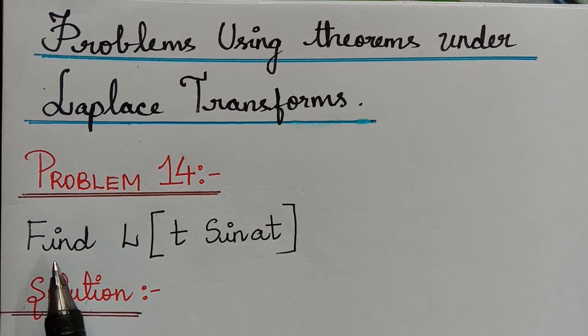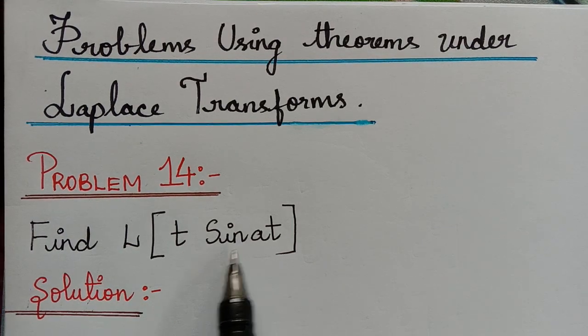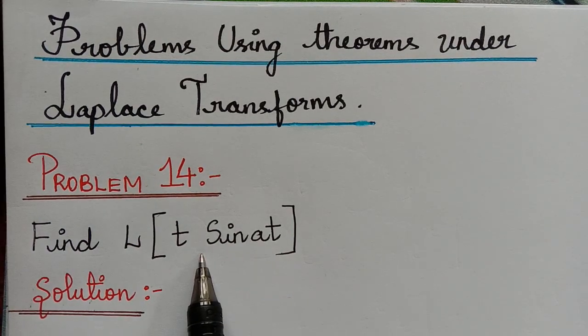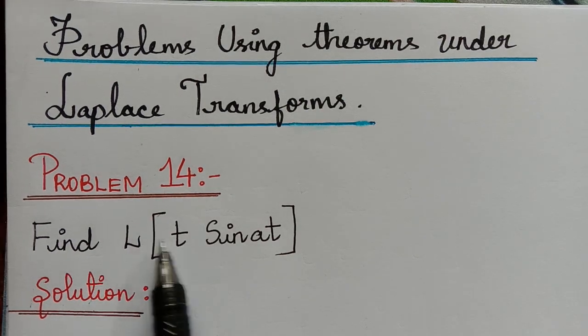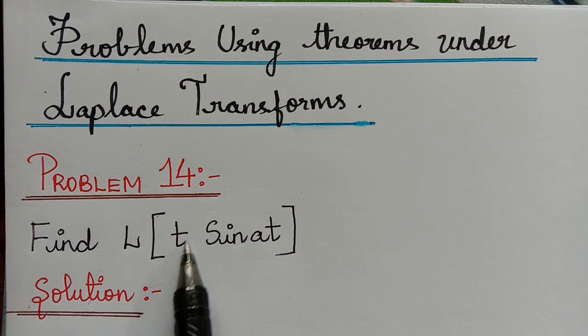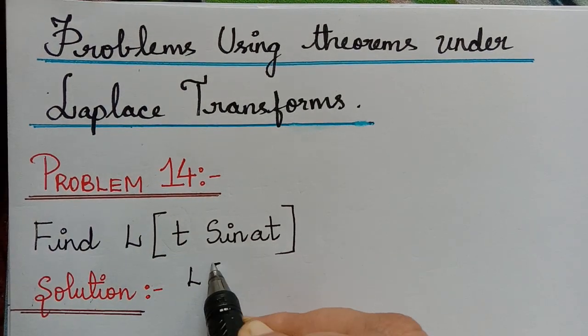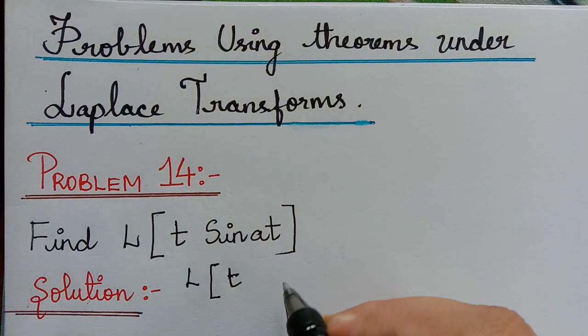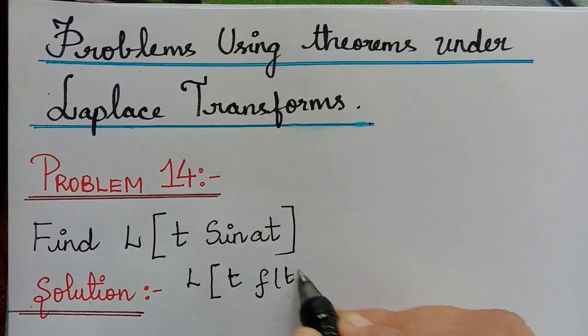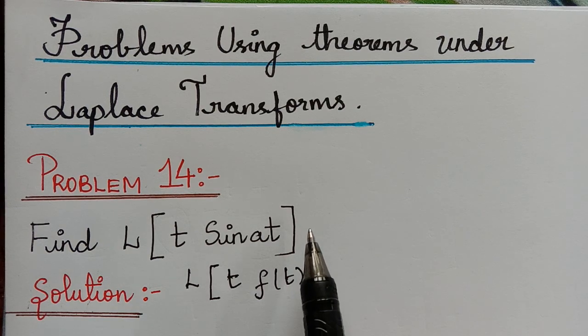The question here is: find the Laplace transform of t sine at. We see that we have to find the Laplace transform of a product of two functions, where one of the functions is t. So this is of the form L of t multiplied with f of t. So we have to apply theorem 2 in order to solve this problem.